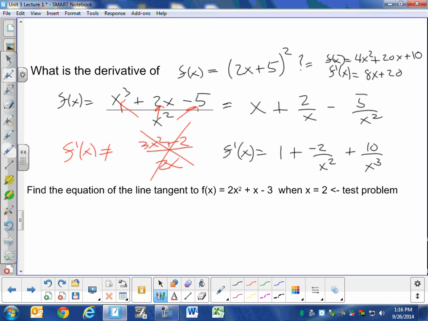Okay, but of course you would rewrite this as x plus 2 times x to the negative first minus 5 times x to the negative second, and then you would find the derivative.